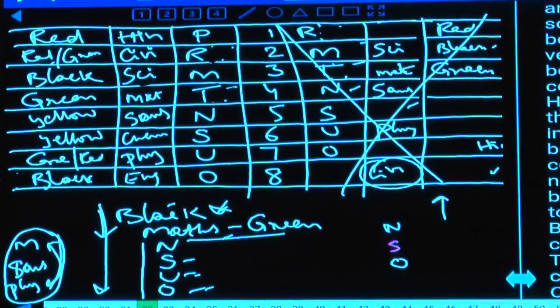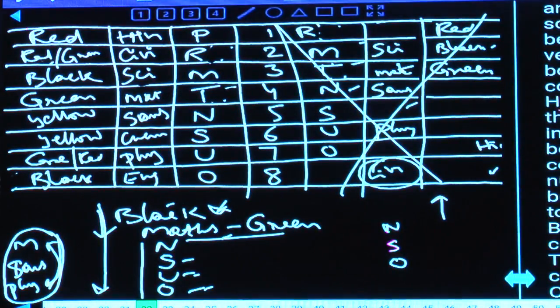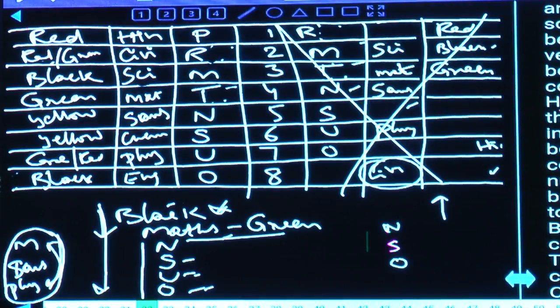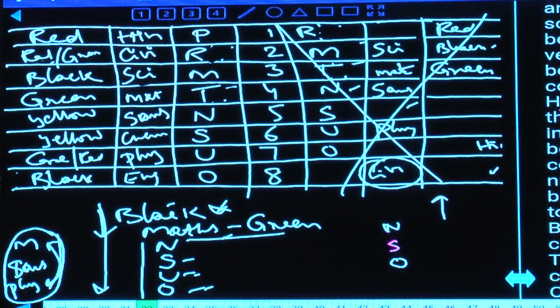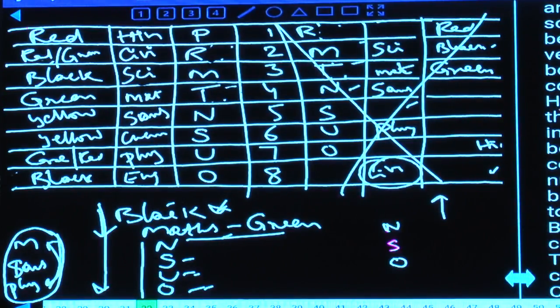Done with this? Now this is the final arrangement. Write down the final arrangement here. PR, MT, NS, UO. And the subjects are Hindi, Civics, Science, Mathematics, Sanskrit, Chemistry, Physics and English. And the colors are red or green, black, green, yellow, yellow, red or green, and finally black. Done with this arrangement? Now this is about question numbers 32 to 36. Yes, write down this arrangement and work out this one once again at your home.